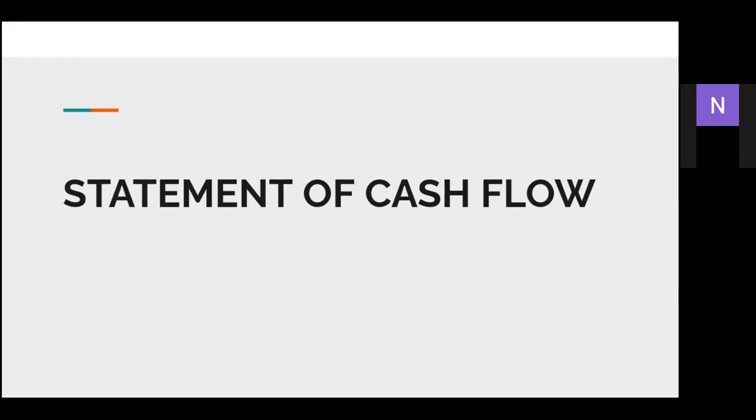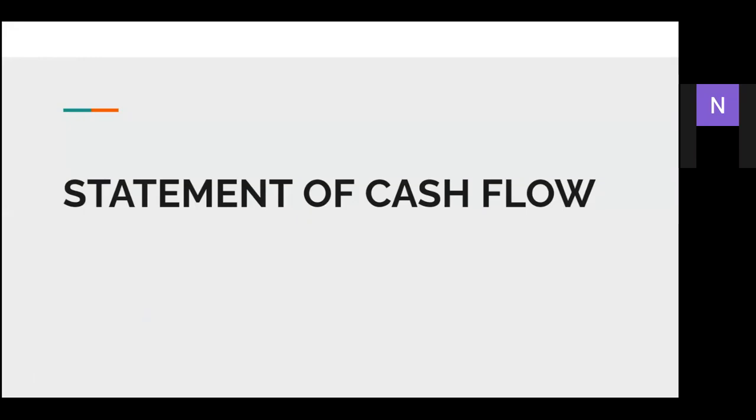Last week, tinanong namin kung ano yung mga hindi nyo pa masyadong na gigets na topics and sabi nyo medyo ano pa sa cash flow. Napag-desisyonan namin, kasi mapag-desisyon kami, na balikan natin yung statement of cash flow. So, yun yung topic natin.